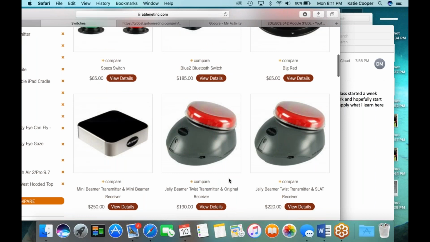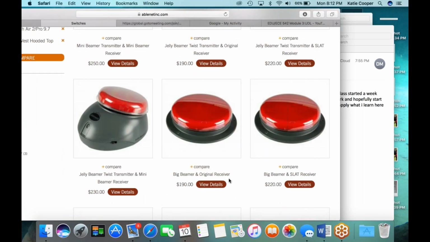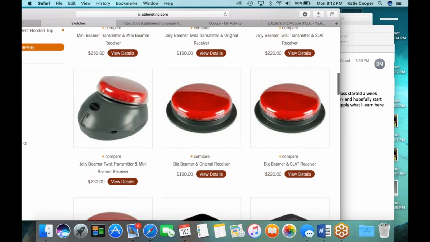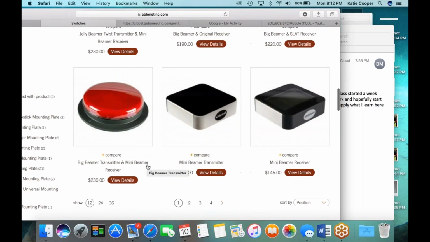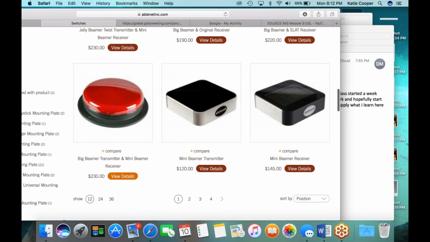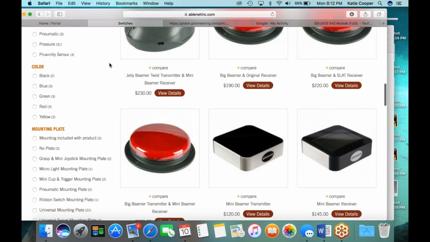And then there are things like this, which are wireless switches. Again, those are things that you use on the computer. I'm trying to get down to a Big Mac. A switch like this is still a wireless switch, but there are switches called Big Mac switches that I was hoping to show you guys.